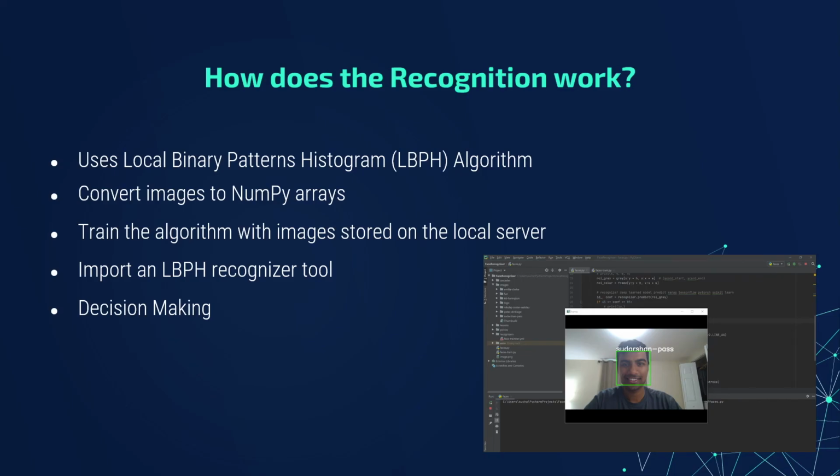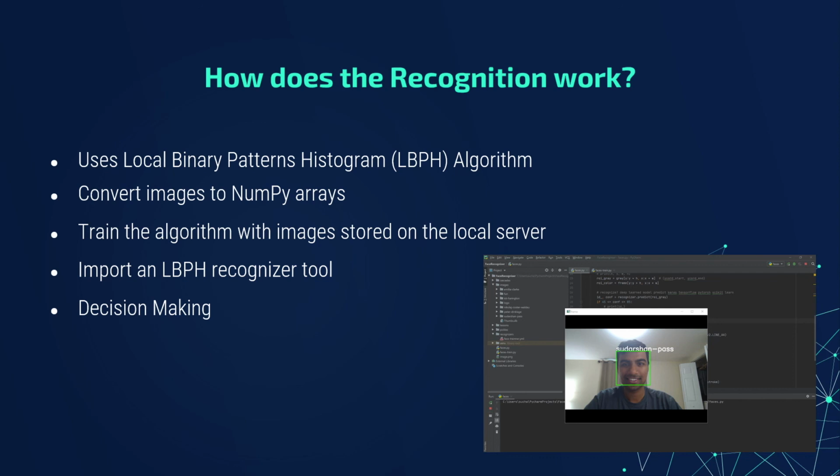Now we discuss recognition, in which we use the local binary patterns histogram algorithm, also known as the LBPH algorithm. Firstly, we convert the image into numpy arrays. Each pixel will contain a specific number and the image will be an array, a numpy array. After that, we train the algorithm with the images stored on the local server. After the training is done, we import an LBPH recognizer tool, which is already available as a pre-made tool.